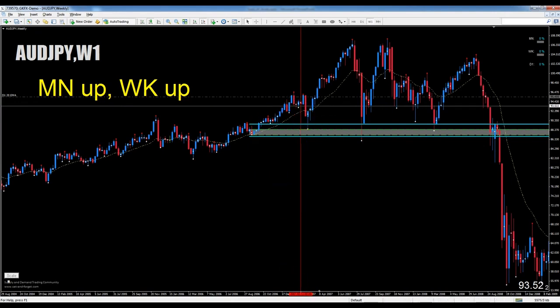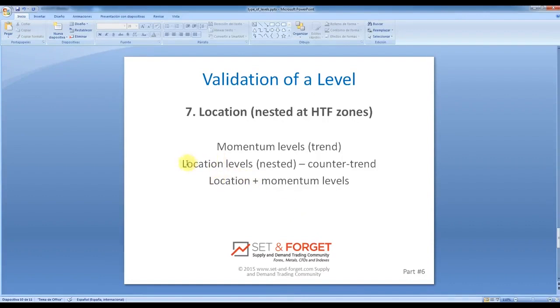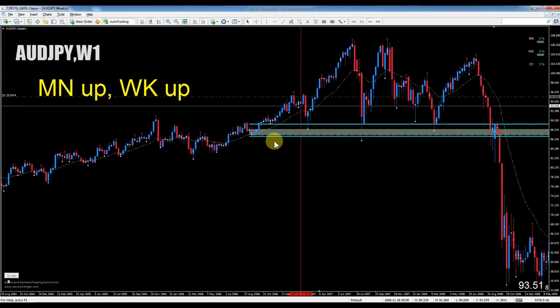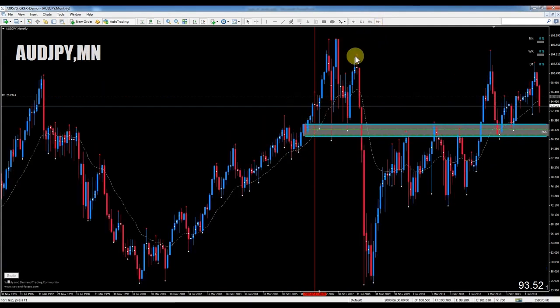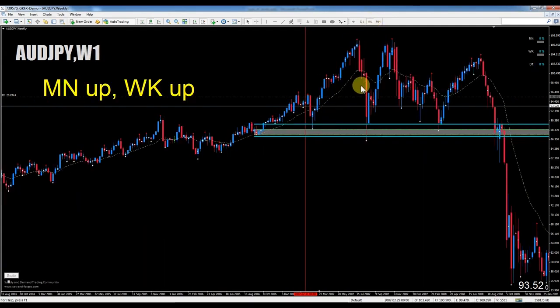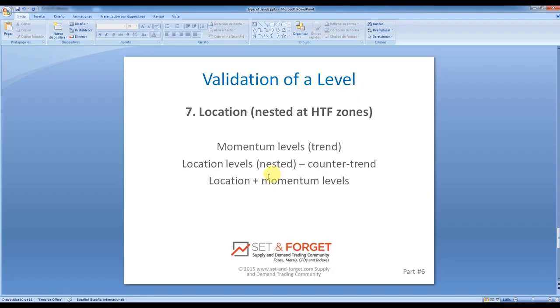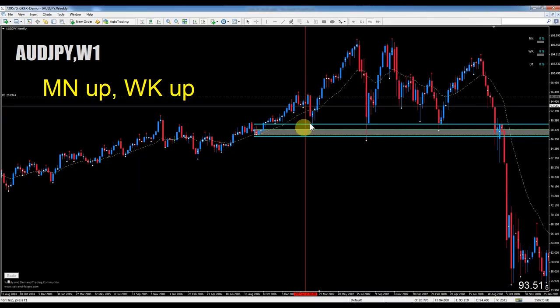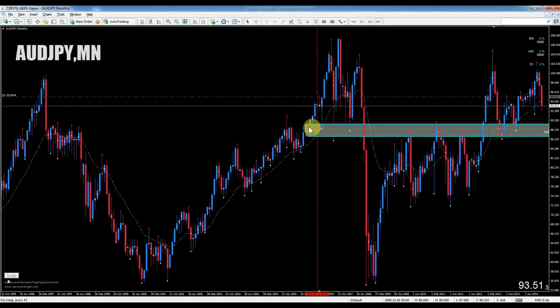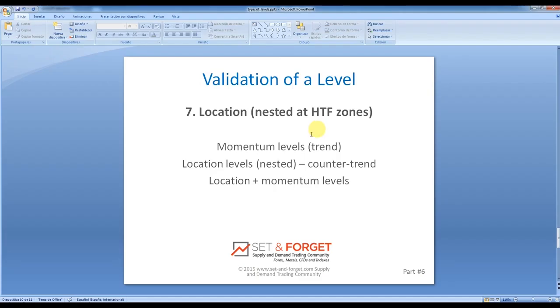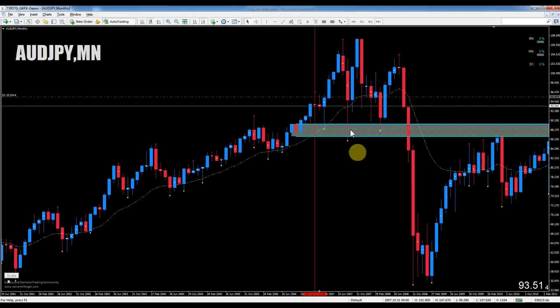So that is a location type of trade. But is the momentum on the weekly and on the monthly up? Yes, we have a clear uptrend on the weekly and the monthly. So we not only have a location type of trade, that is a nested weekly area of demand at the monthly area of demand here, we also have the momentum with us. So that gives the trade even higher odds.